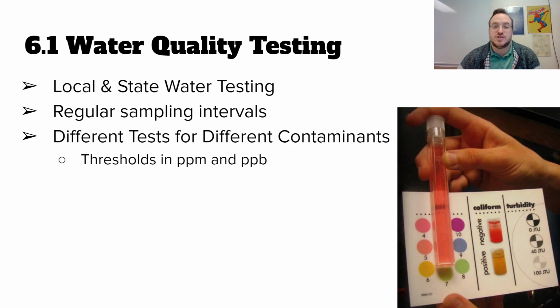Right? And these thresholds are going to be set at different points. We have parts per million and parts per billion. So a 1 in a million chance would be similar to parts per million, and a 1 in a billion chance would be similar to parts per billion. So parts per million is bigger than parts per billion, all right? Like a quarter versus a tenth, but on a much smaller scale.